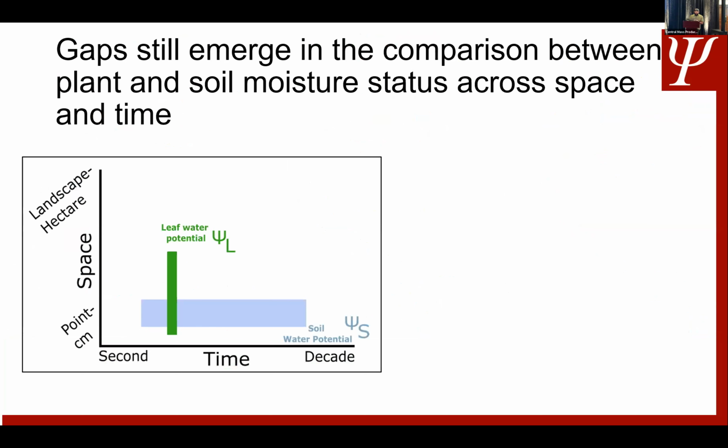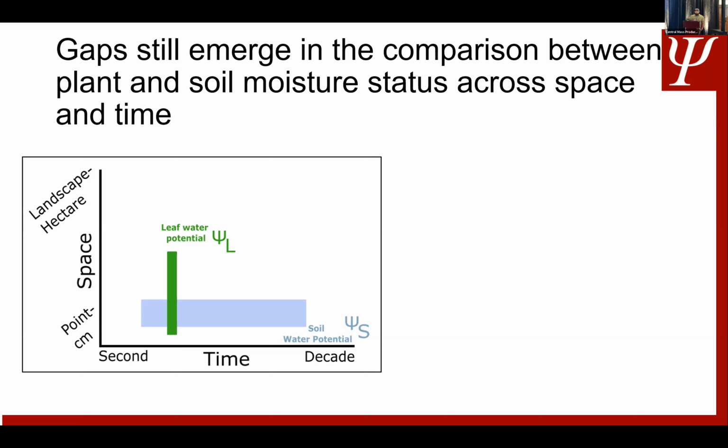Especially when we think about how we link soil water potential and plant water potential. So when we think about how we measure soil water potential versus plant water potential, we can use this very basic space-time continuum. If we think that the x-axis is time, and we have seconds to decades, we can have long continuous time series of soil moisture now. Now we have soil water retention curves or in situ sensors.